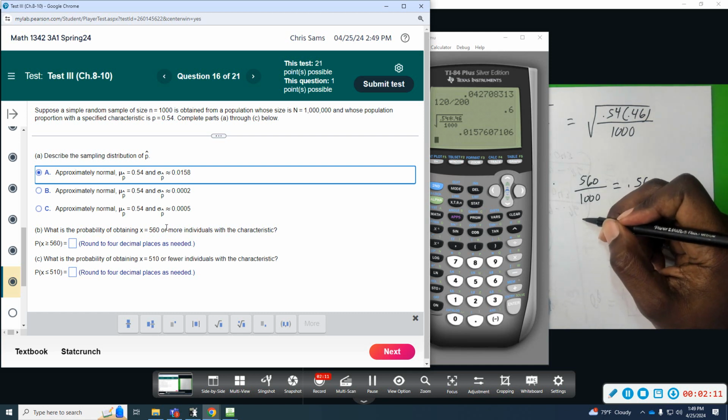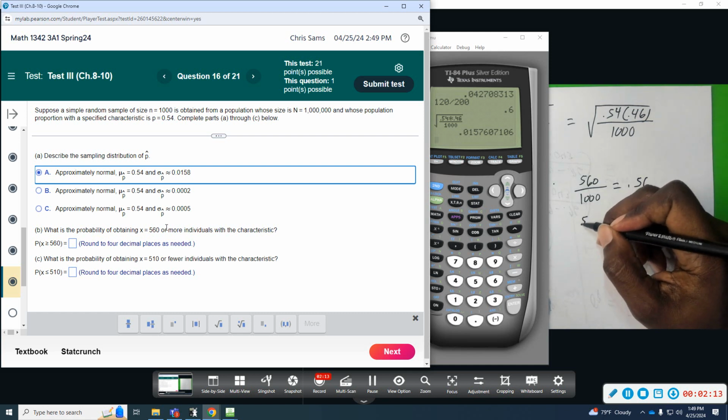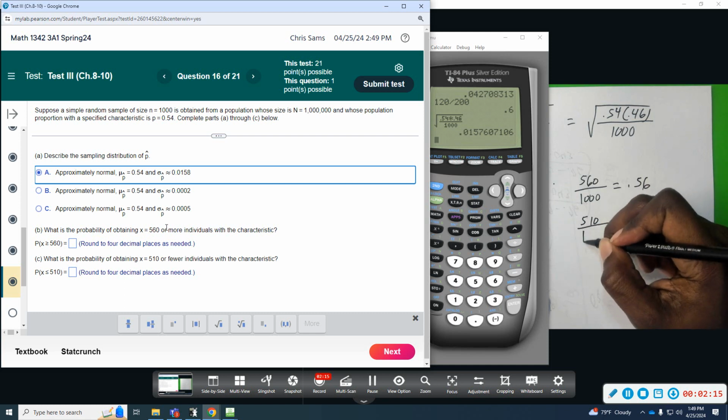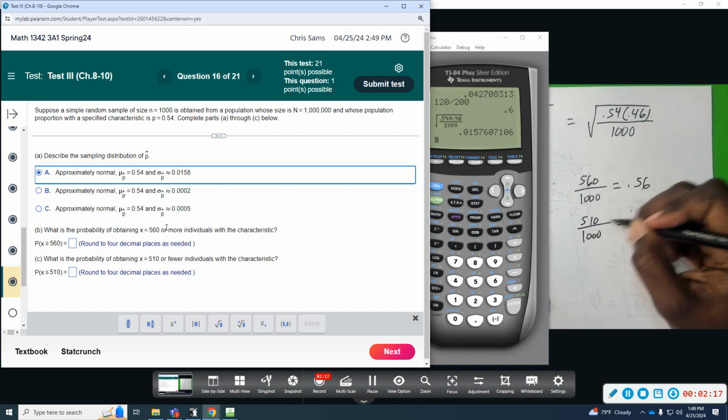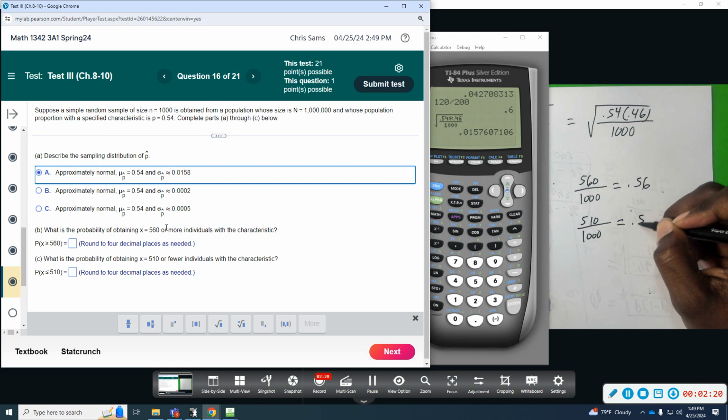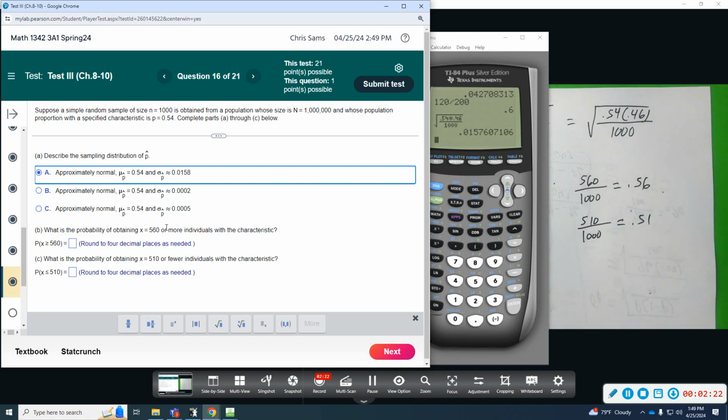And then the second part wants to know out of 510. So you do the same thing to get the proportion. 510 divided by 1,000. That's our sample size, which will give us 0.51. So we're going to be doing the z-test with the 56 and the 51%.